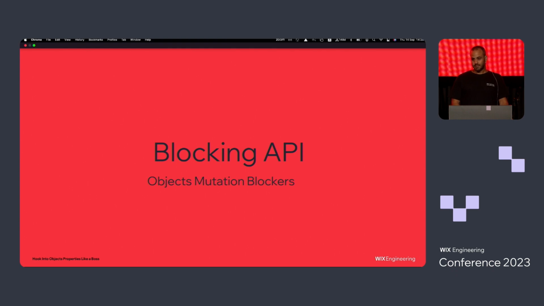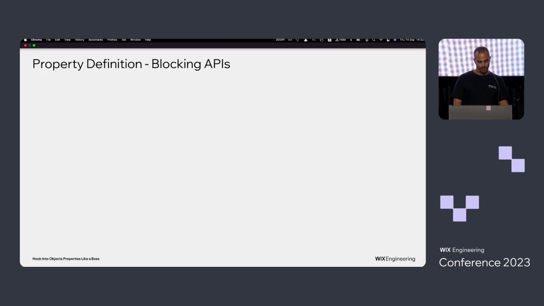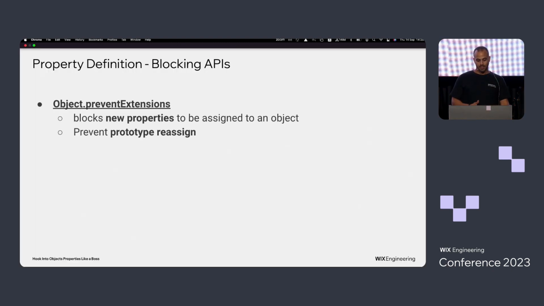Blocking APIs. We discussed a bit about descriptors and how we can override them, and there are APIs that allow blocking changes of properties of objects. There is a function called preventExtensions, which blocks new properties from being added to any object, and it prevents prototype reassignment.